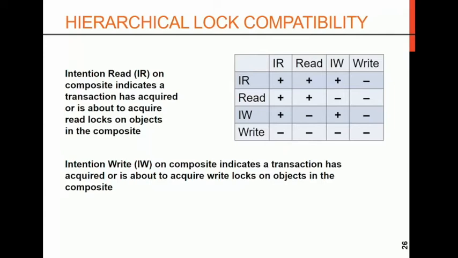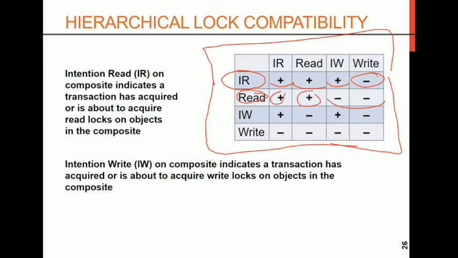So you notice that whenever I apply an intention to read, anybody else is allowed to come in and do an intention to read, a read, or an intention to write, but nobody's allowed to apply a write lock, for example. And a read is compatible with intention to read and read, but not compatible with those two, and so on. So an intention to read on a composite resource indicates a transaction has acquired or is about to acquire a read lock on an object within the composite. And it prevents somebody coming in and applying a write lock on the composite. But they're allowed to come in and do another intention to read or an intention to write, for example.